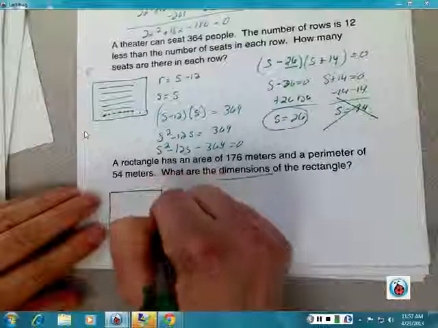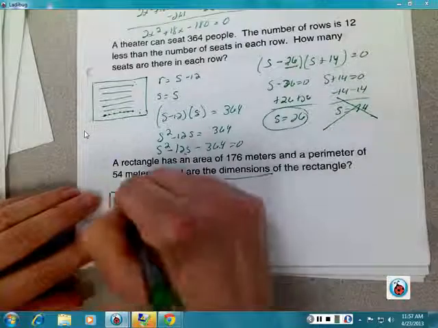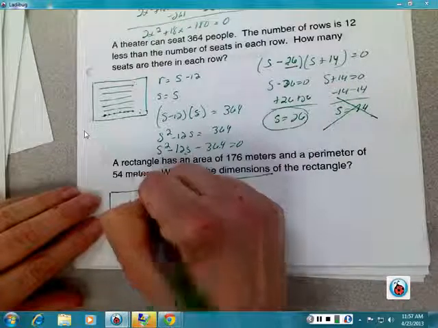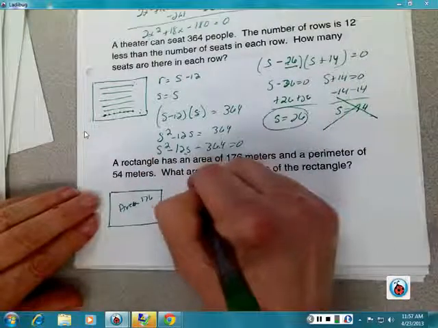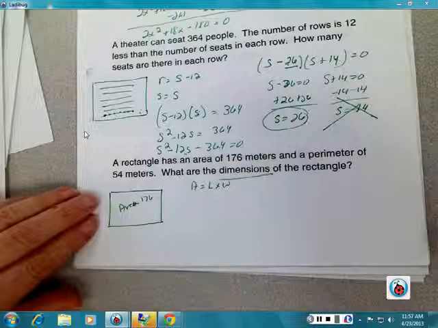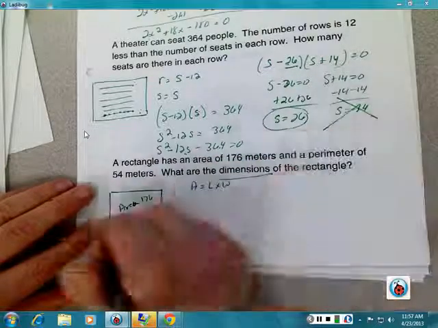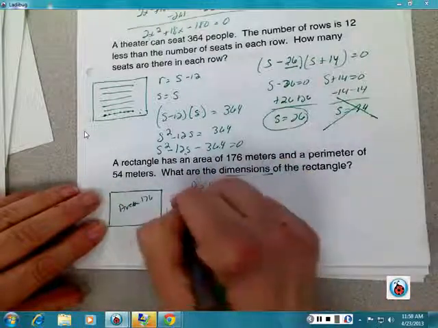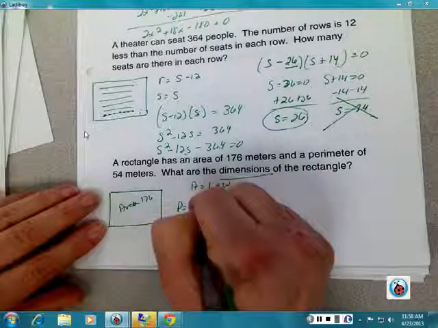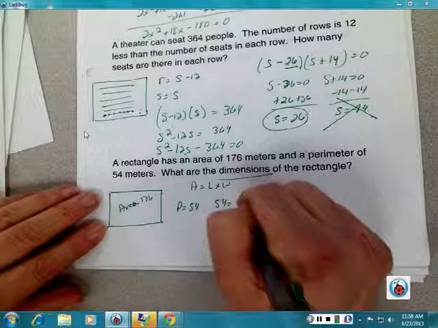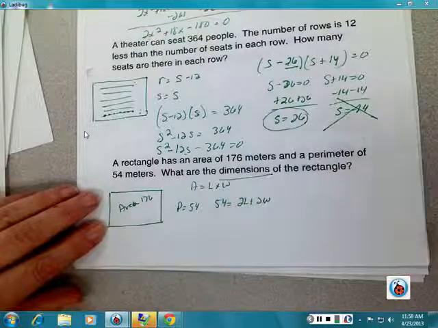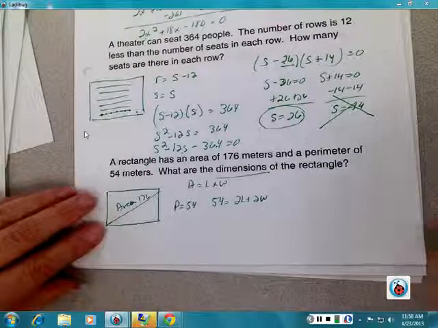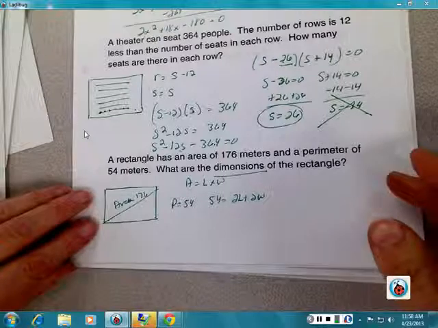But if I draw out a rectangle, I know the area is 176. That means length times width. The perimeter is, of course, the distance around this whole shape, and that's 54. And the perimeter is 54 equals 2L plus 2W. But I have to somehow get this set so I know what L and W equal.